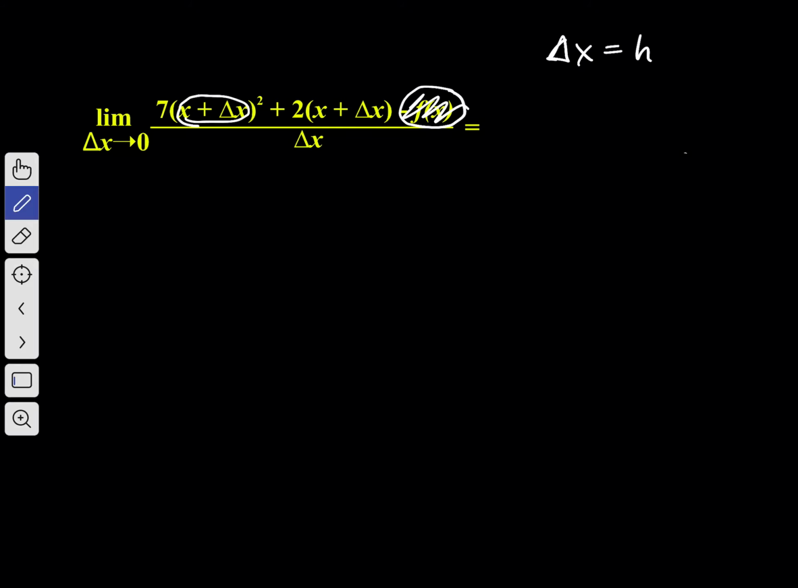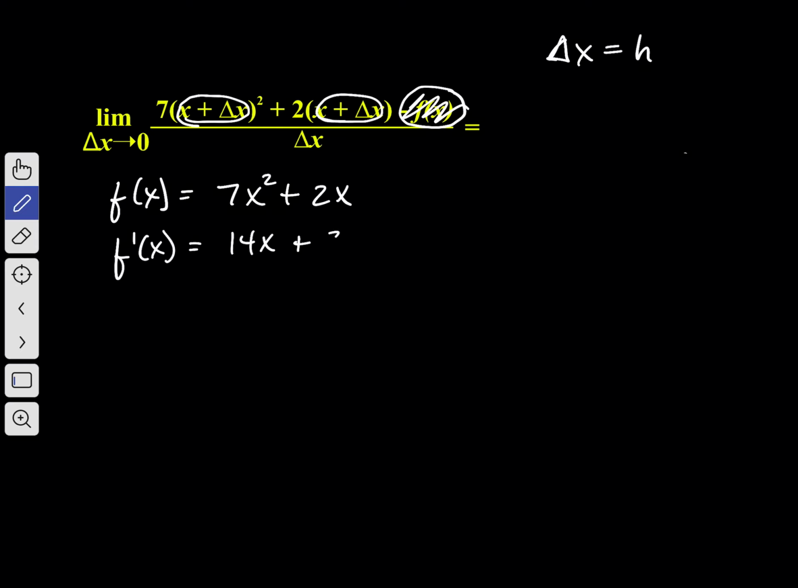Let's just look at the part where our x plus delta x is. This is going to identify our function as 7x squared plus 2x. Find the derivative using the power rule. Exponent times coefficient, subtract. Exponent times coefficient, subtract. Here is the equation for the slope.